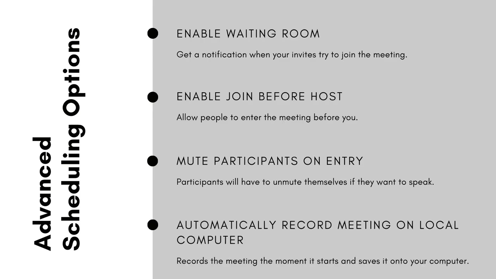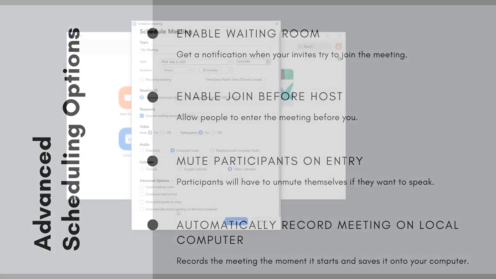The last advanced option is to automatically record the meeting on your computer. If you decide to use this setting, the meeting will be recorded upon start and then saved to your computer when the meeting is over. Just remember to notify your attendees that you will be filming the meeting if you decide to use this setting.